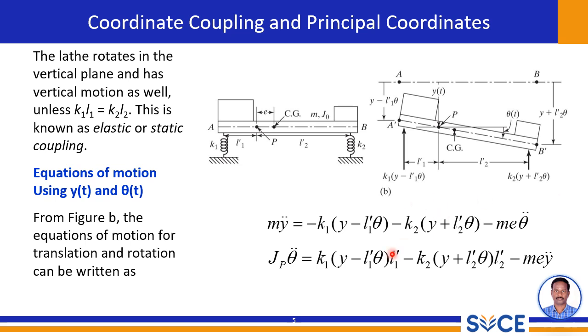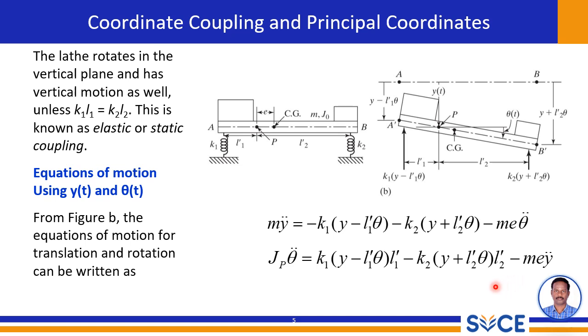The first equation describes the vertical motion, that is mass into acceleration, m y double dot, equal to minus k1 (y minus L1 theta) minus k2 (y plus L2 theta), and the last term is related to the coupling effect. The second equation describes the rotational motion. Here, J theta double dot is the inertial torque, the K terms are the spring torques, and the last term is with respect to the coupling term.